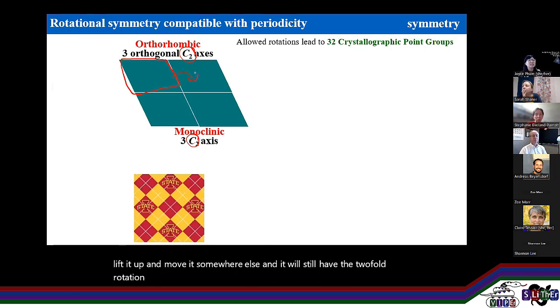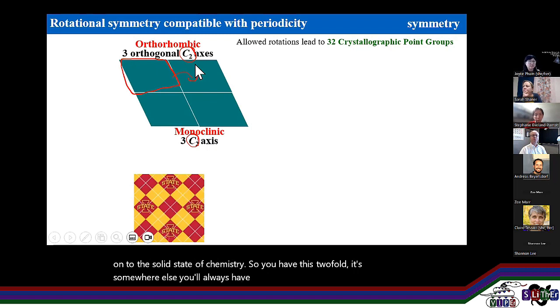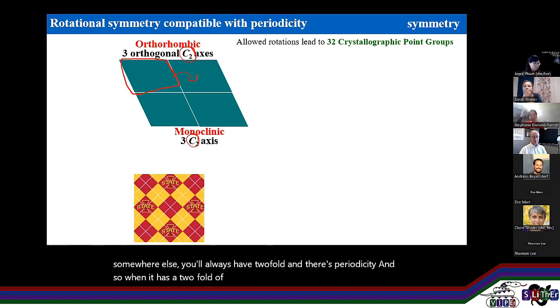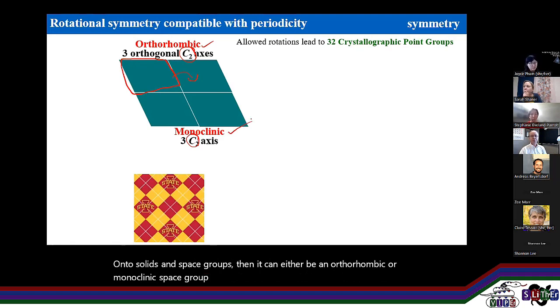And that translational aspect is what it means to move on to the solid state of chemistry. You have this twofold, move it somewhere else. It'll always have twofold, and there's periodicity. And so when it has a fundamental twofold rotation, and we're moving on to solids and space groups, then it can either be an orthorhombic or a monoclinic space group. Okay, we'll go into that a little bit more.